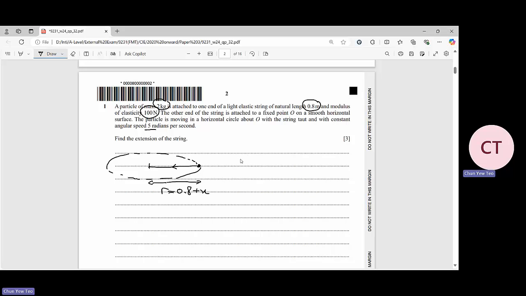So if you resolve the forces horizontally, then you have the tension as the centripetal force, m R omega square. And your tension will follow Hooke's law. It will be lambda x over a equals m R omega square. The lambda is given as 100. The extension you do not know. The a is 0.8. The m is 2 kg. The R is 0.8 plus x. And the angular speed omega is 5.